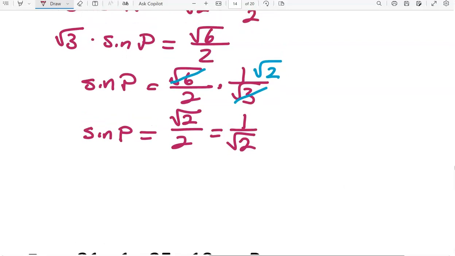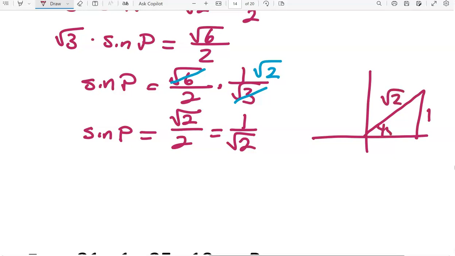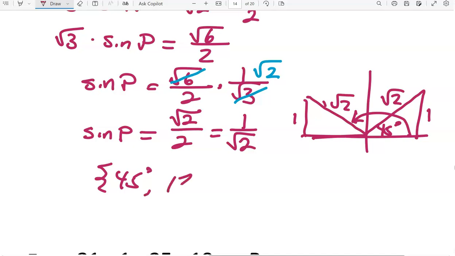So now I'm going to draw a picture. When sine is 1 divided by the square root of 2, that gives us a 45-degree reference angle in quadrant 1. But remember, sine is ambiguous. The sine of the supplementary angle in quadrant 2 gives us the same result. So that supplementary angle is 135 degrees. So the measure of angle P can be either 45 degrees, an acute angle, or 135 degrees, an obtuse angle.